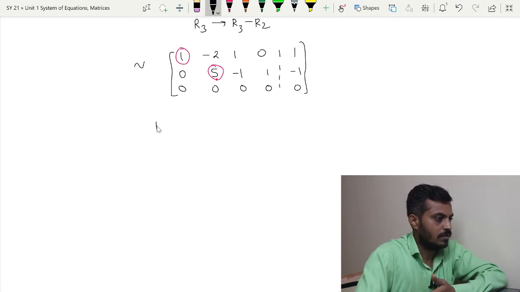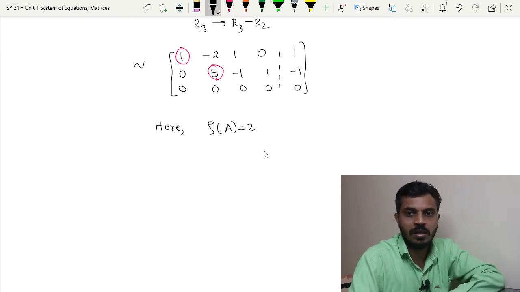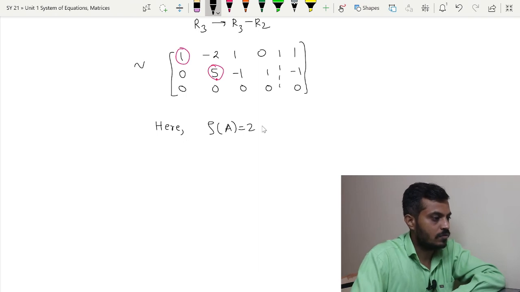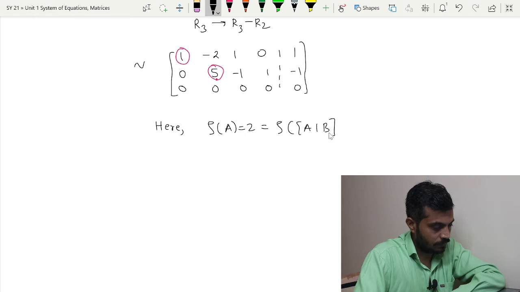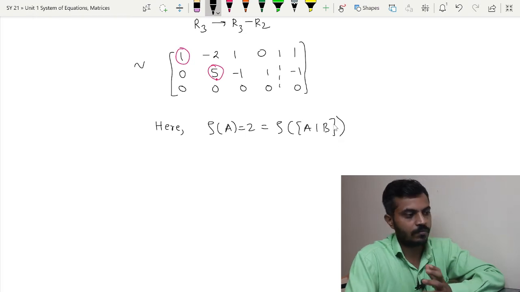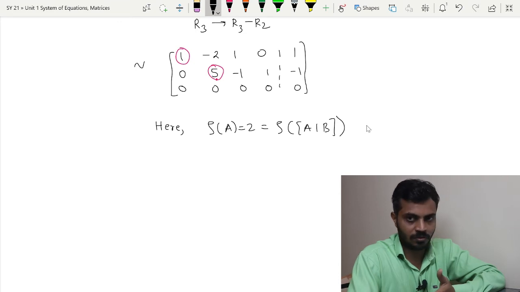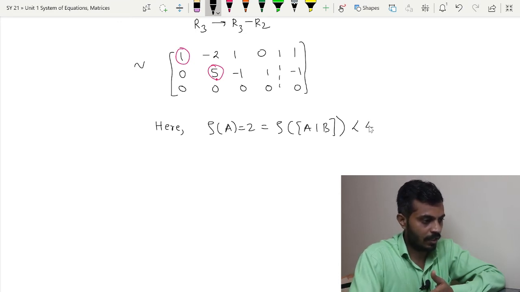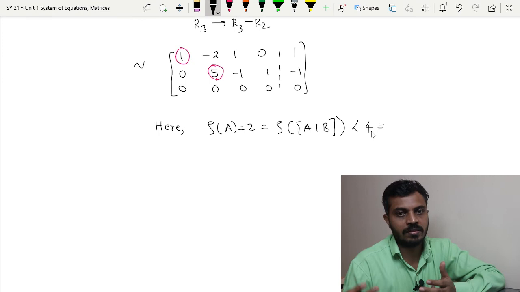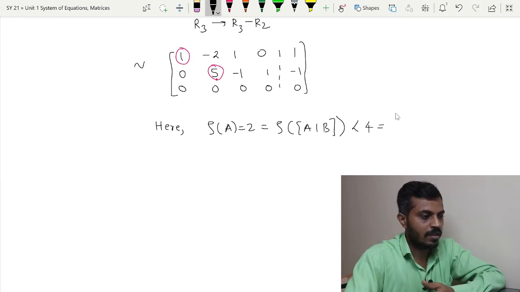So here rank of A is 2, and if you see this whole matrix as a whole, still the rank is 2. So which is equal to rank of augmented matrix, which is less than number of unknowns or equal to number of unknowns, that we have to check now. As we can see that number of unknowns are 4: x, y, z, w, so which is less than number of unknowns. So, therefore, our system has infinite solution.